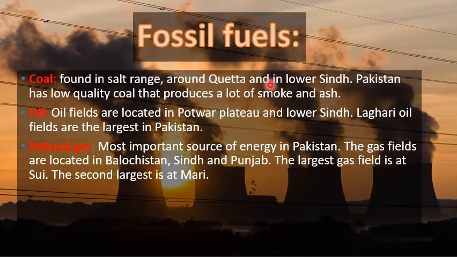So we must know these things: Pakistan gets the majority of its coal from the Salt Range, around Quetta and in lower Sindh. If we talk about oil, Lagari oil fields are the largest in Pakistan. Natural gas is the most important source of energy in Pakistan, and it is located especially in Balochistan, but in Sindh and Punjab there are also gas fields.